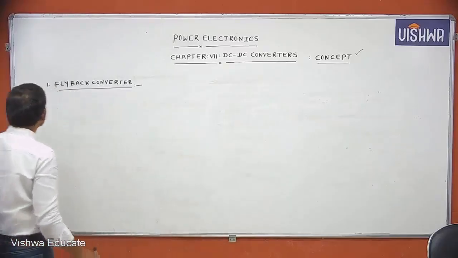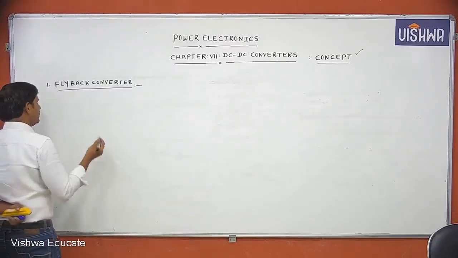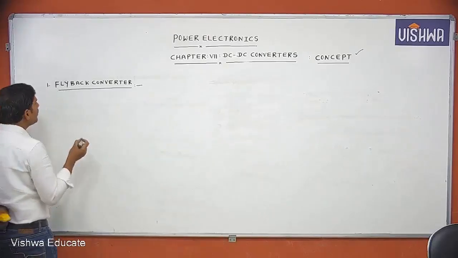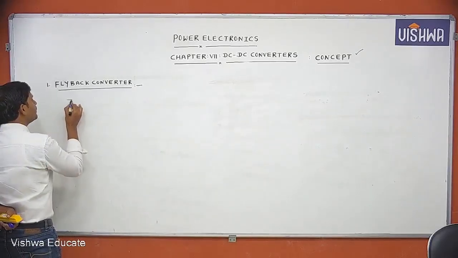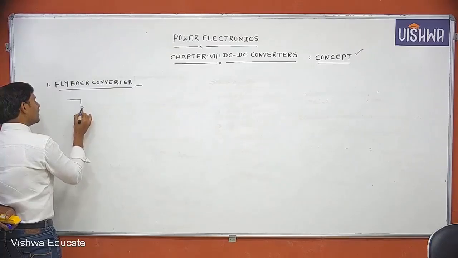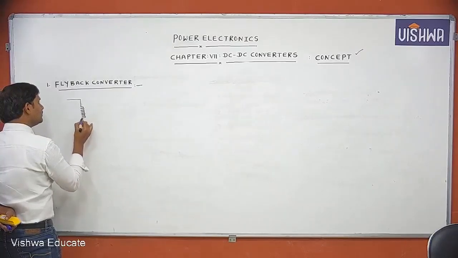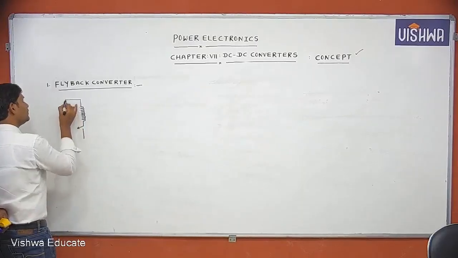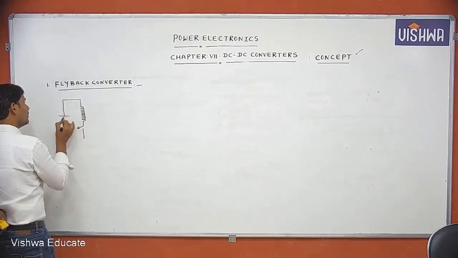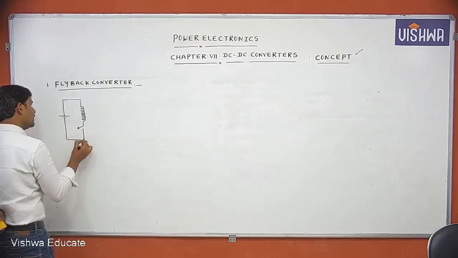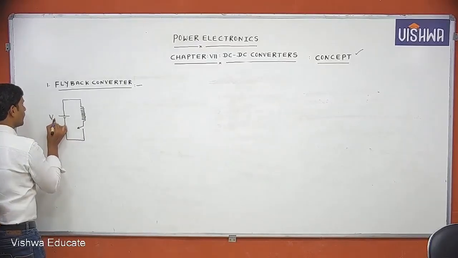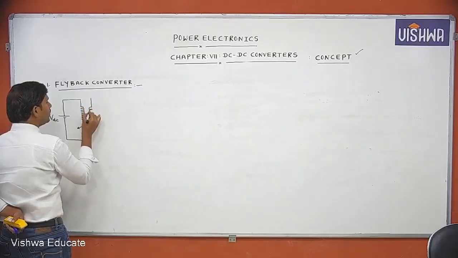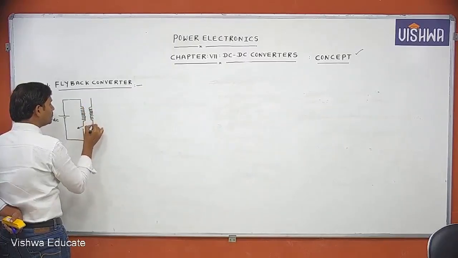Flyback converter. Now see, it consists of an isolation transformer at the input side. This is the flyback converter. Some switch arrangement. Input is constant DC, VDC. We can use one isolation transformer.